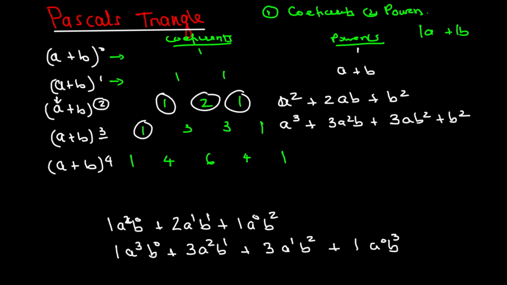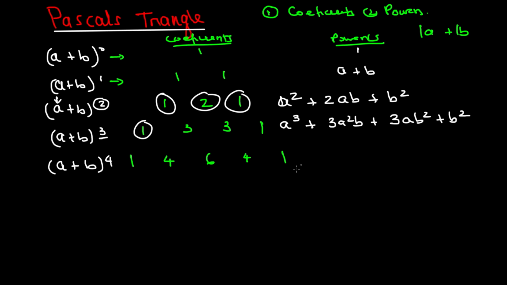Right? Now we are going to look at the final one. Here we're going to say it's 1 ab plus 4. So we're just looking at the coefficients. b plus 6ab plus 4ab, then plus 1ab as well.